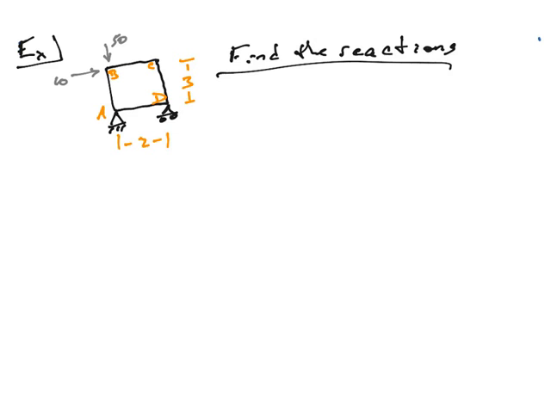Okay, so just like before, the first thing you want to do is, what are the possible reactions that can exist? Well, the pin can have 2. It can have a vertical and it can have a horizontal. So I'll call it AX and I'll call it AY.